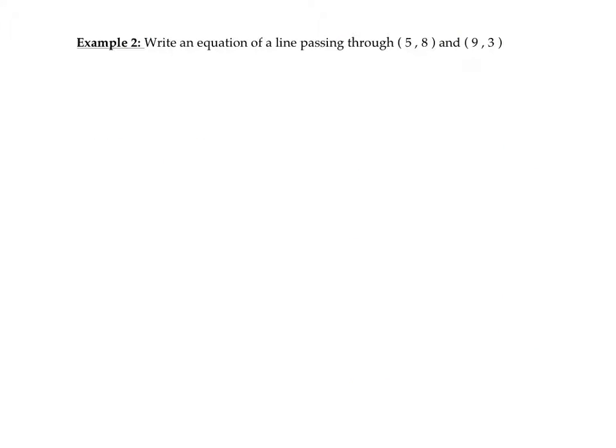Okay, so I have another example. It just says write an equation of a line passing through the points (5, 8) and (9, 3). So again, our goal is to have an equation in slope-intercept form. Step 1, find your slope. We can do 8 minus 3 for the change in y, divided by 5 minus 9, the change in the x's. 8 minus 3 gives us 5. 5 minus 9 is negative 4.